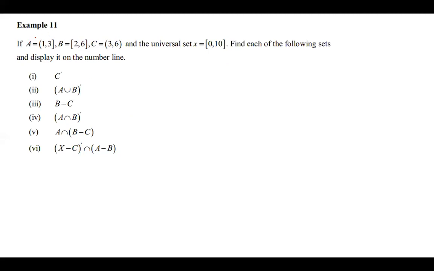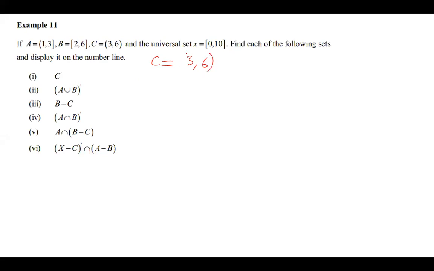Okay, so we have example 11 from there. It says if A is equal to that, B is equal to that, C is equal to that, and the universal set X is equal to that, find each of the following sets and display it on the number line. So the first one is C complement. Remember what I said about the complements. When you talk about the complement, we simply refer to the elements that are not in C. If we say C complement, we're talking about the elements that are not in C, but they are in the universal set.